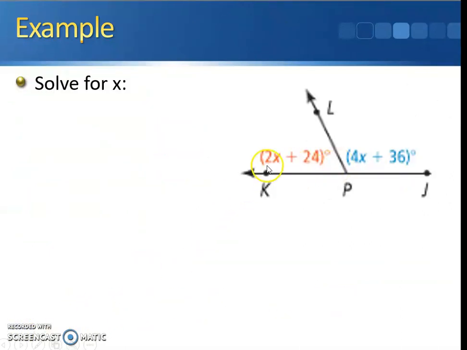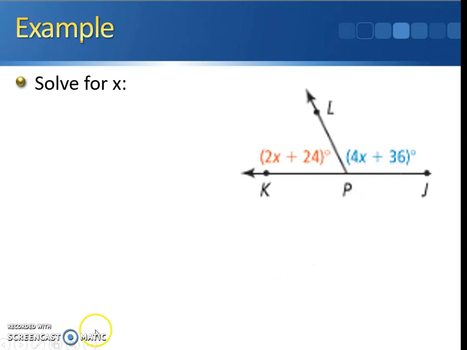Next up, we're gonna solve for x. As you can see, there are two adjacent angles and they're on a straight line. So what do you notice? Are they complementary or supplementary? They are supplementary because they're on a straight line, which is 180. So what can we use to find x? You can use this plus this equals 180 to solve for x. So you can write 2x plus 24 plus 4x plus 36 equals 180. And then you combine like terms and you solve for x.